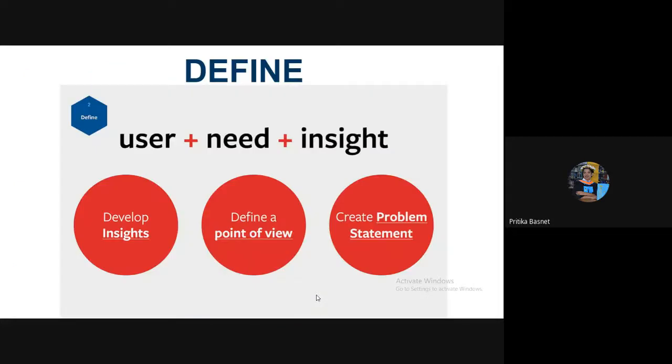We will discuss briefly about these in the later session, where Rabina ma'am will explain with examples. So another phase is the define phase. Here, the problem is more focused based on the previous interview of the users. We develop insights, define a point of view, and create a problem statement here. And it includes authentic, real problems faced by the users.